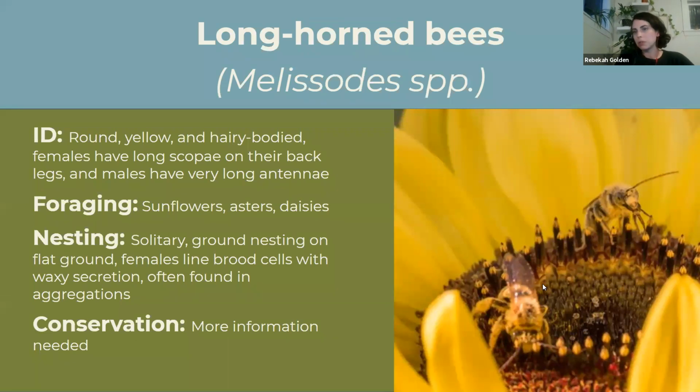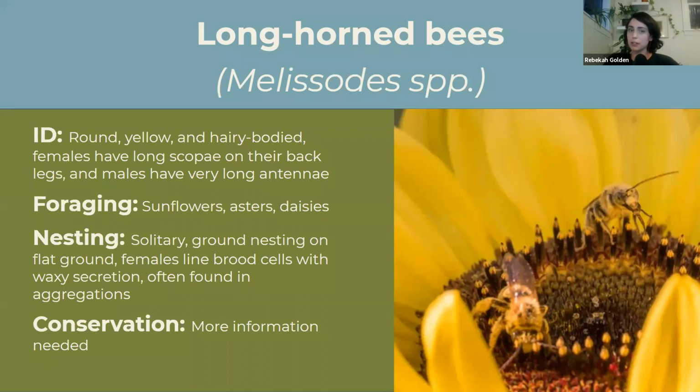And so they will generally specialize on things like sunflowers. So some species will really focus on different sunflower species that are growing, while others will focus on asters. That Douglas aster is very, very popular for longhorn bees, and daisies.